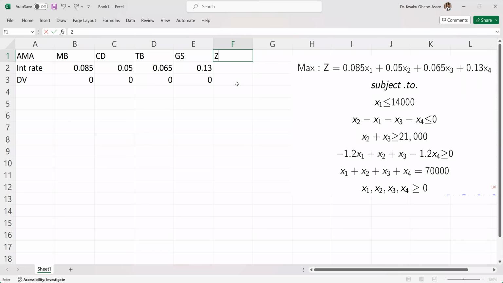Yes, Sally. Yes, Sally, your hand was up. Okay. So total return is a formula. Look at it here. Z is a formula.